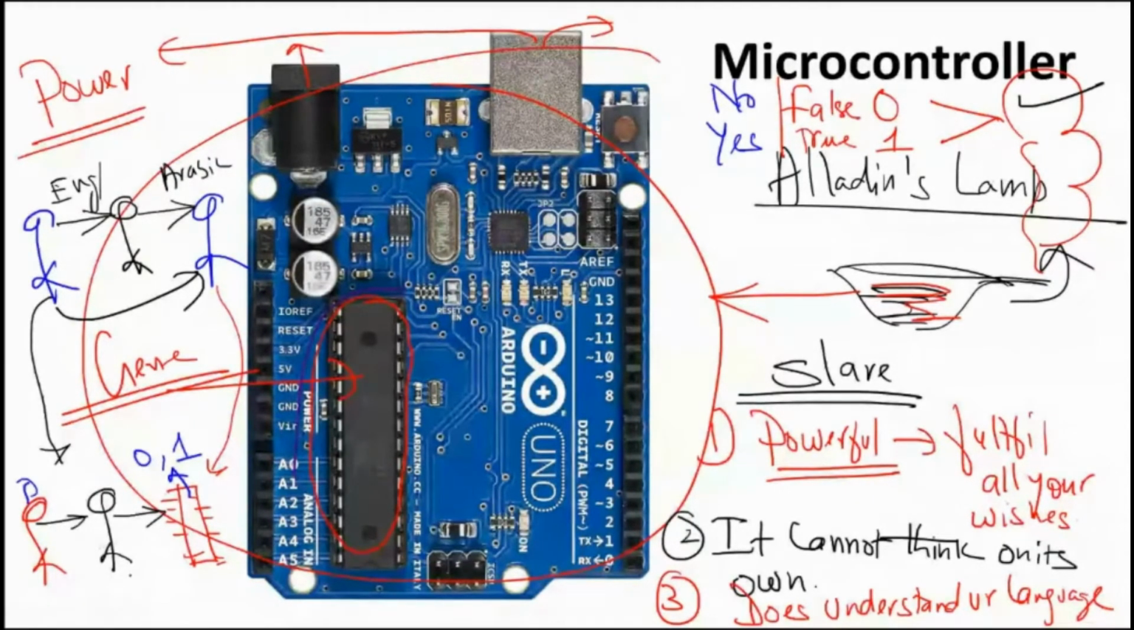So what is the name of this translator? The name of this translator is called compiler. What is the job of this compiler? The job of this compiler is to take the instructions from the designer, which is me, and translate them into zeros and ones, which the microcontroller can understand. That is the job. Why is that necessary? Because the microcontroller, which is a slave device, cannot understand my language.